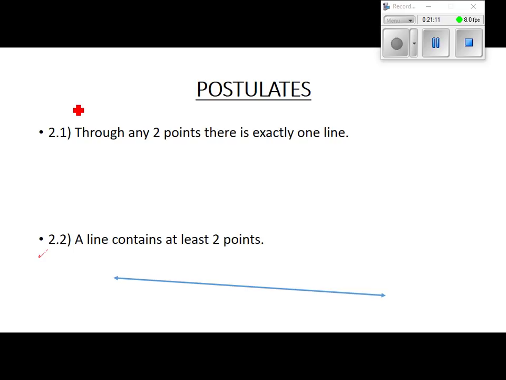Somebody open up their books. There's a page. It's probably like page 84, 85. I don't know. Somebody's got to help me out here. I got it right here. There's a yellow box. Is there a yellow box? It's got all the postulates in it.